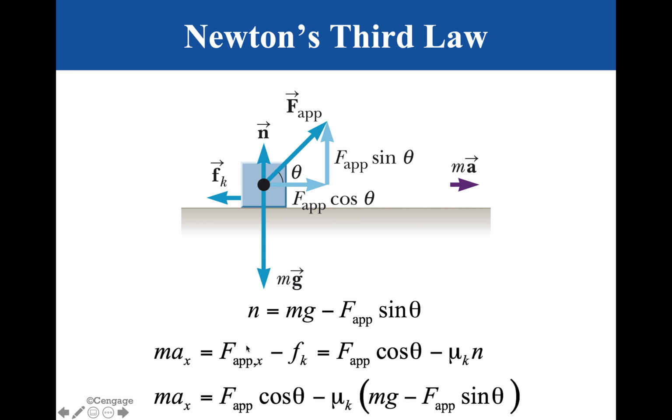But in the x direction, the F net is the applied force to the right minus the friction force to the left. The applied force to the right is F applied cosine theta, that's this component, minus the coefficient of friction times the normal force. So now I have to figure out what the normal force is, so I did that above, because in order to determine the amount of friction force, I have to multiply the coefficient times the normal force, and I need the vertical setup to determine what that normal force is.